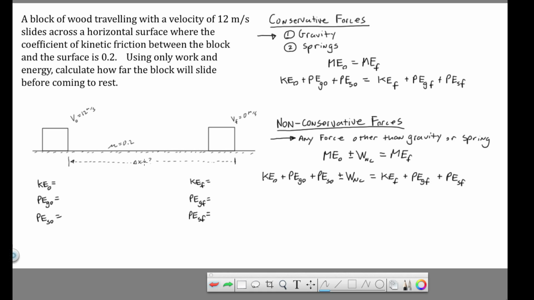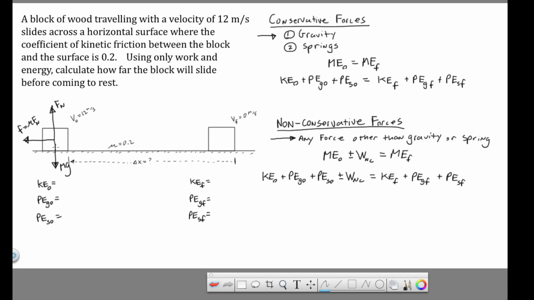This problem is solvable with forces. What we could do is take the Newton's second law approach and do a free body diagram, which we're going to need. So let's go ahead and do it. The forces acting on this block: we have mg down, we have normal force up, and we have friction pointing opposite motion, parallel to the surface. And friction is mu times normal force.